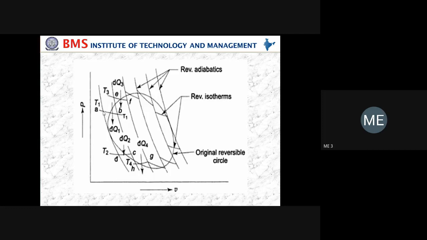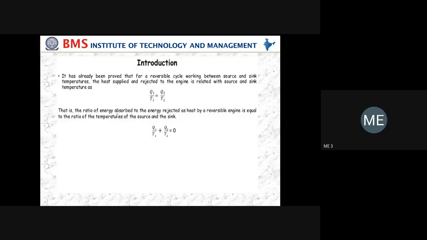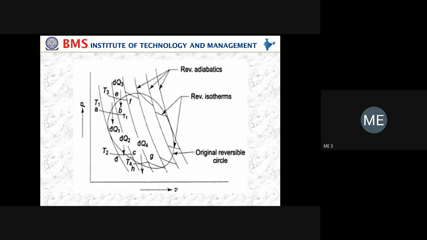The first process is an isothermal process. The second process is an adiabatic process. Next, once again, the third process is an isothermal process, and the fourth process is an adiabatic process. So this cycle consists of two adiabatic processes and two isothermal processes. Can you tell what kind of cycle it is? Anybody? We already discussed this cycle. What kind of cycle is it?